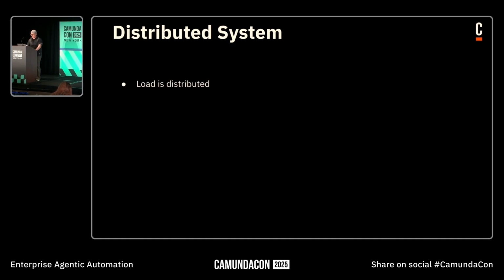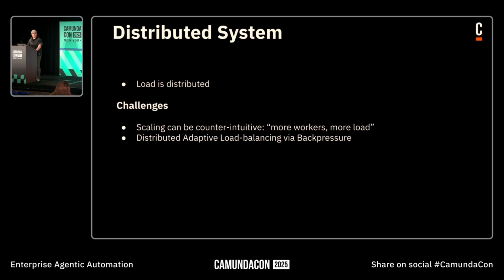So load is distributed in the system, and the challenge is that scaling can be counterintuitive, because you can think that if I add more workers, it's going to speed things up, but it can actually slow things down even further, because activate jobs is actually a command, and every time you issue a command to the system, it puts more load on the system because the stream processor needs to process it. So more workers actually equals more work for the system.